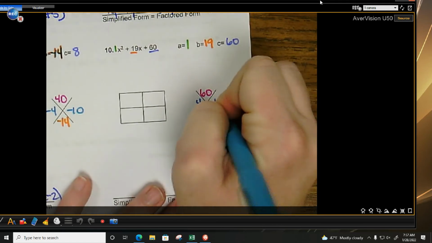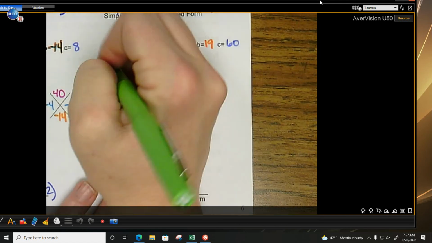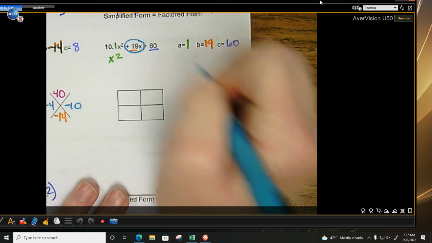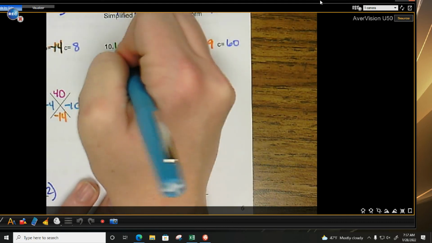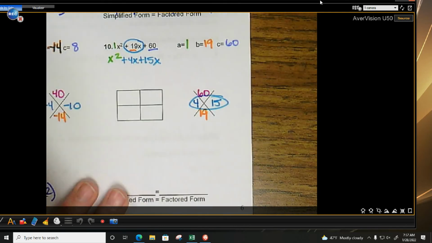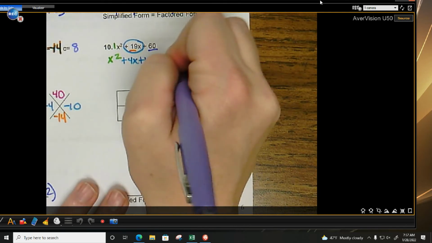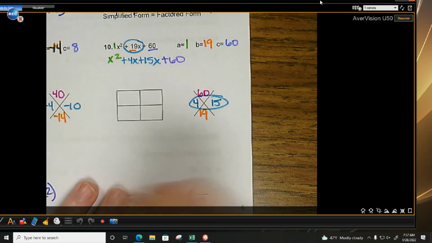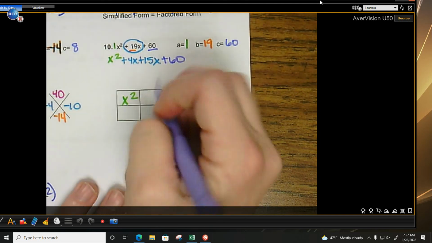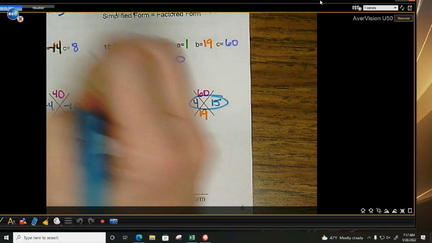So I'm going to rewrite this as x squared. I'm replacing my plus 19x with plus 4x plus 15x plus 60. First term first box, last term last box, middle terms in the diagonal.